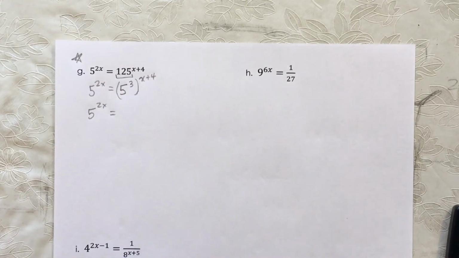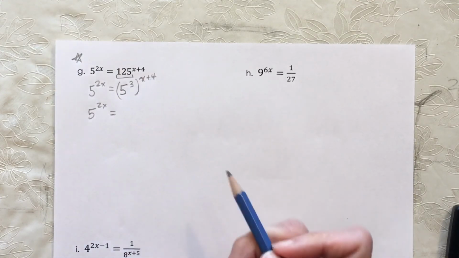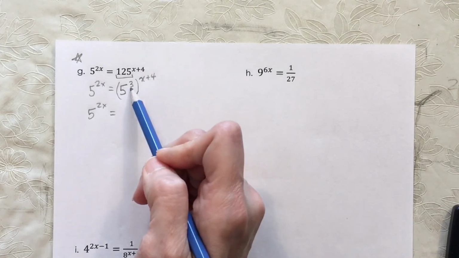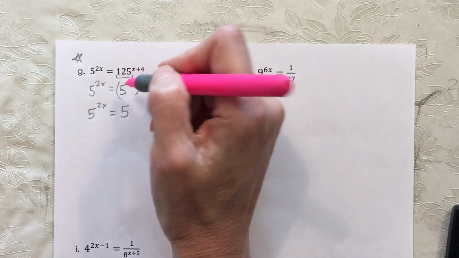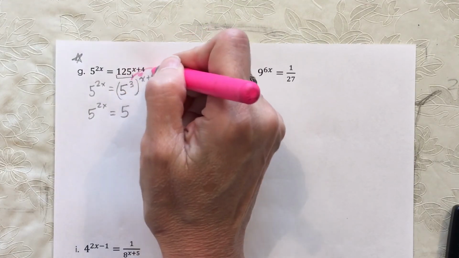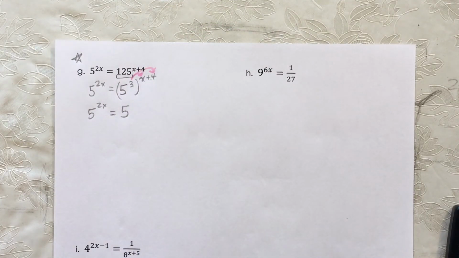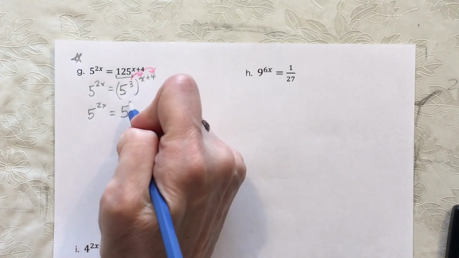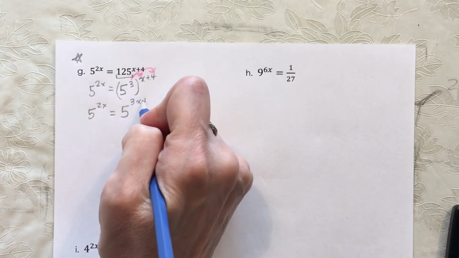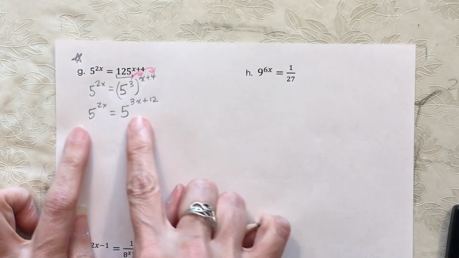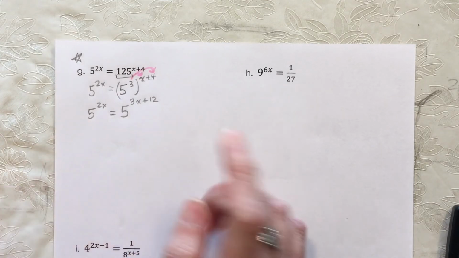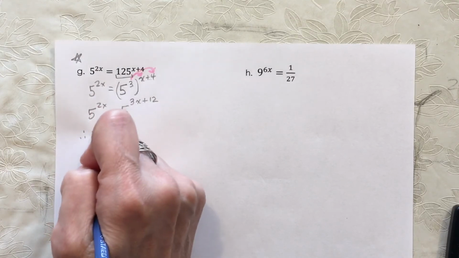Because when you have a power to an exponent, you multiply, but we're multiplying 3 by x plus 4. So you have to use the distributive property and multiply the 3 by the x and the 3 by the 4. So you're going to get 5 to the 3x plus 12. So a really common mistake would be to write 5 to the 3x plus 4 and forget to multiply the 3 by the 4 as well. So now since we have the same bases on both sides, the exponents have to be equal.